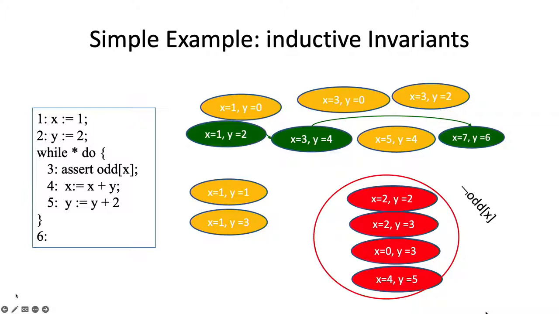Is x odd here? It's probably too boring for you, but still, bear with me. It is. Is it inductive? Is the property inductive? Can we prove that if x is odd in one iteration, it will still remain odd in the next iteration? No, Quentin is saying no. Excellent. So this is not inductive.